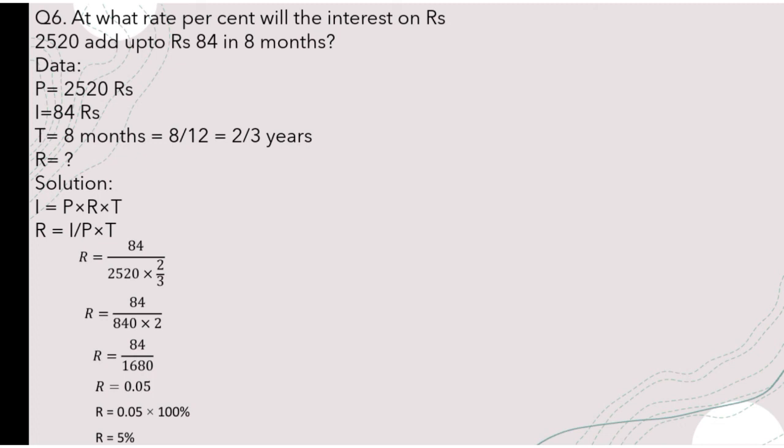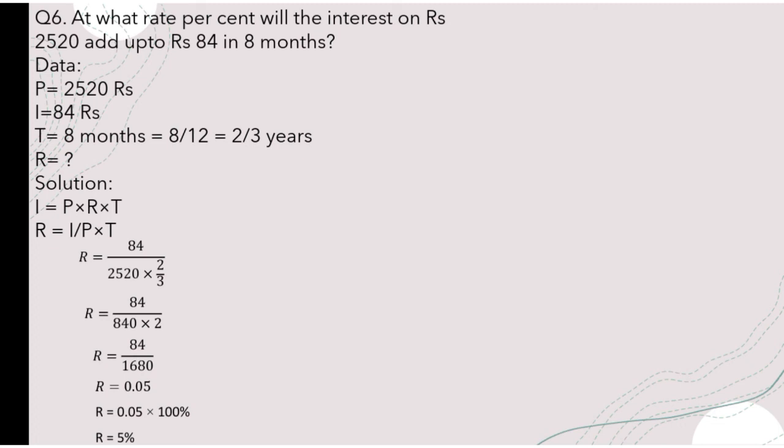Now we are going to apply the same formula, which is I equals P into R into T. Solve this for the variable R, which is our rate. Now R equals 84 upon principal, which is 2520. I have written this value in the place of P, and in the place of T I have written 2 by 3. 3 and 2520 can be cancelled out by the table of 3. So we are left with 840 multiplied by 2 as our denominator. When we multiply 840 by 2, we get 1680. And when we divide 84 by this, we get 0.05.